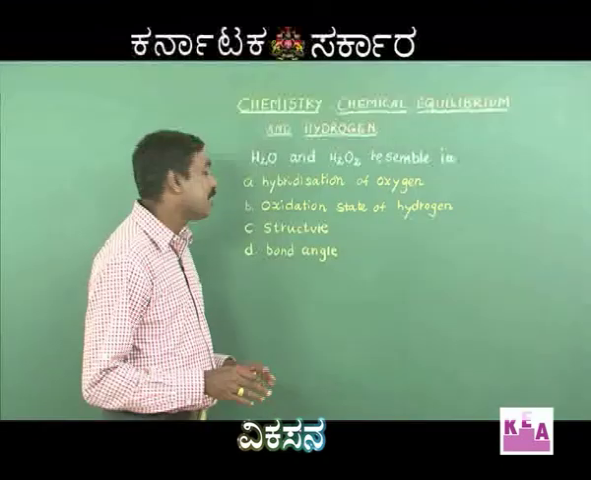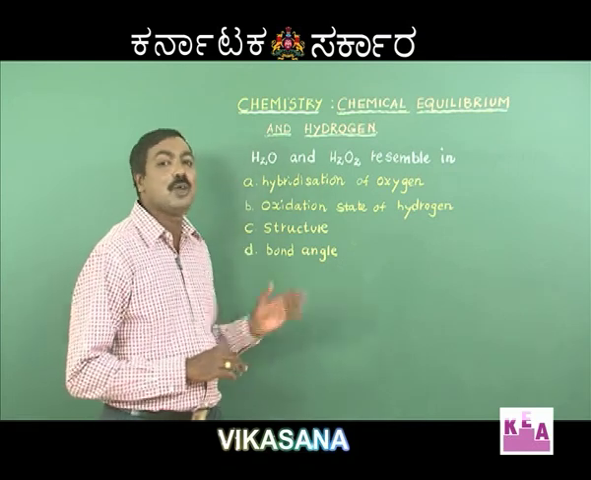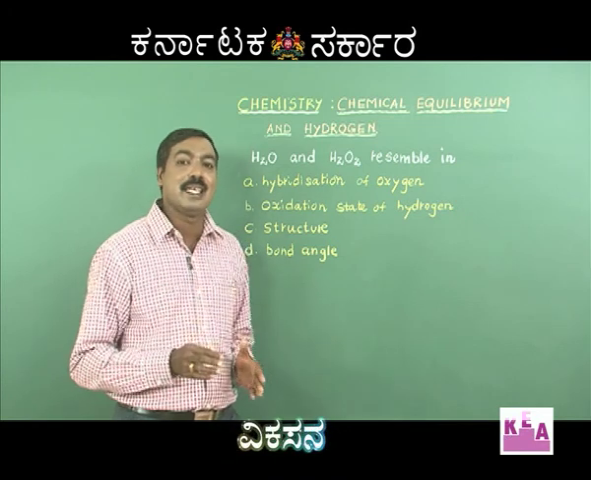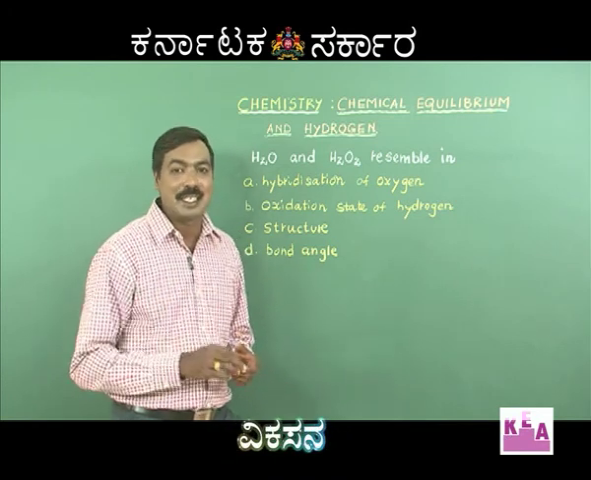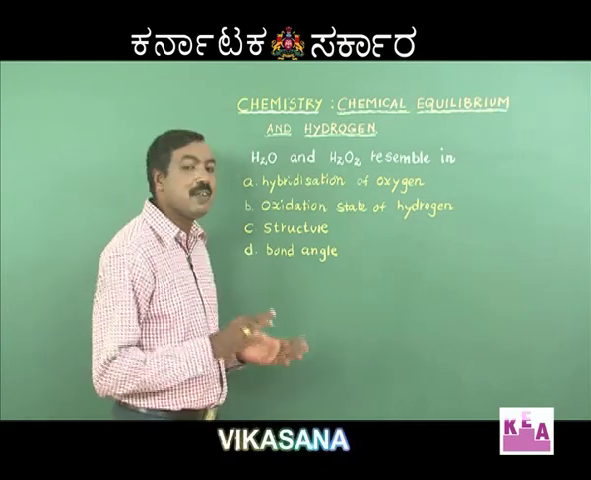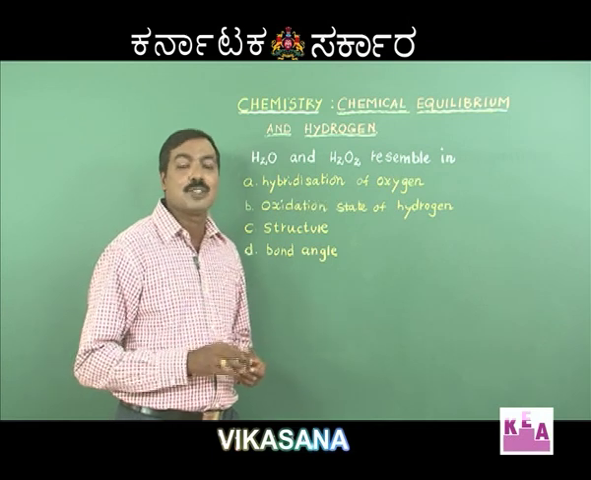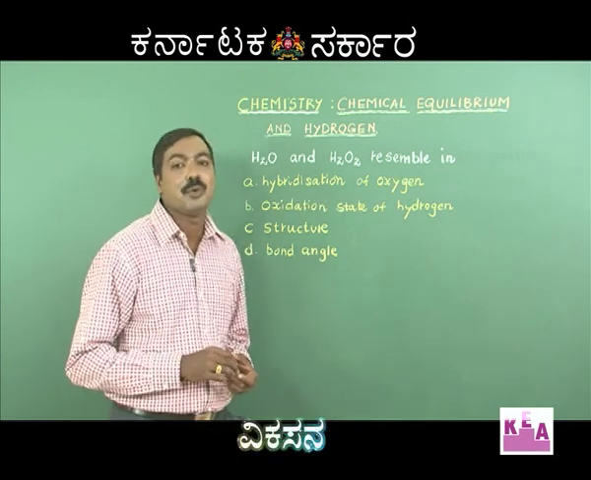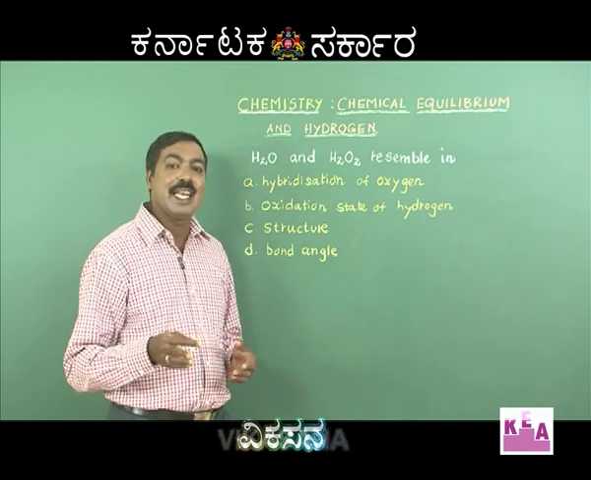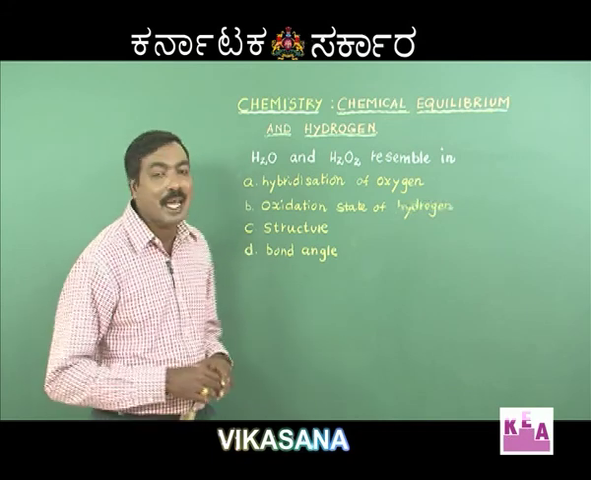So option C is ruled out. Come back to bond angle. Water molecule is a V-shaped bent molecule whose bond angle is 104.5 degrees, while hydrogen peroxide, in different phases, has got different bond angles. In the solid phase it's got a bond angle of 90.2, whereas in the gaseous phase it has got a bond angle of 111.4 degrees. Therefore, it differs in its bond angle.